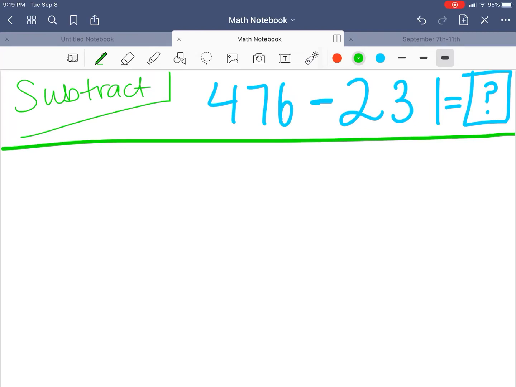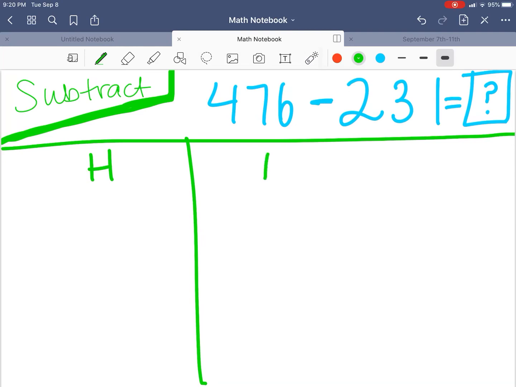Hey friends, so this is how to subtract, and this is actually how to subtract without regrouping. So we are not regrouping right now, okay? This is just subtraction, okay? So first what we're gonna do is make our hundreds, tens, and ones chart, all right?